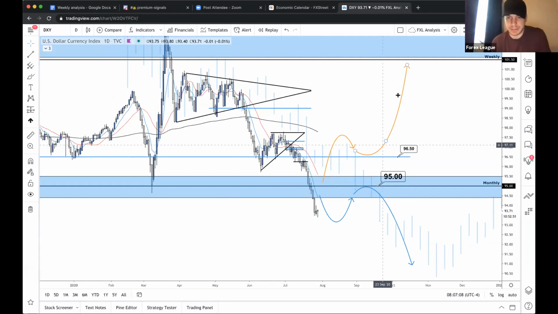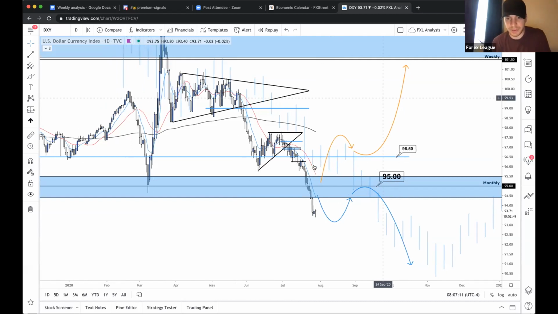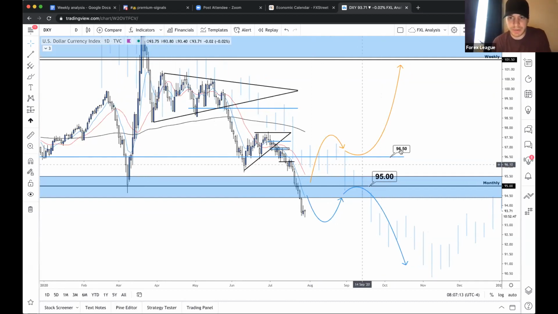So this orange trade path is the secondary. If price action goes bullish, we need to get above 96.5, some sort of higher low above that, and then I'll consider this going back into this range, and this is now continuing with a bullish trend.